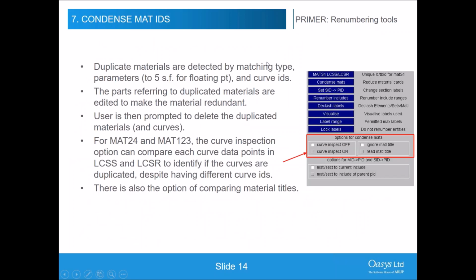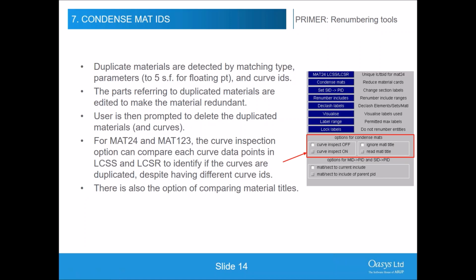And the condensed material ID button is almost a reverse of that material to part ID. So it detects all the parameters in all the material cards by type, and the parameters are detected up to 5 significant figures for floating points. And the curve ID is also checked as well. So if you've got the same material card but a different curve ID, then that won't be associated as the same material card.